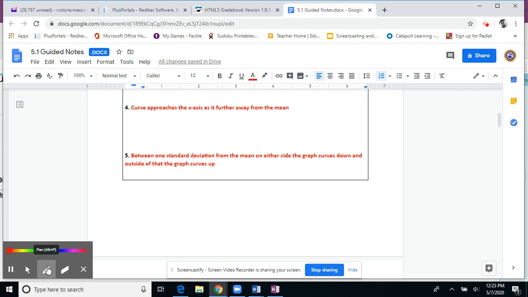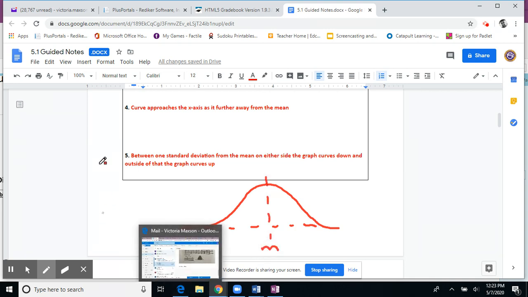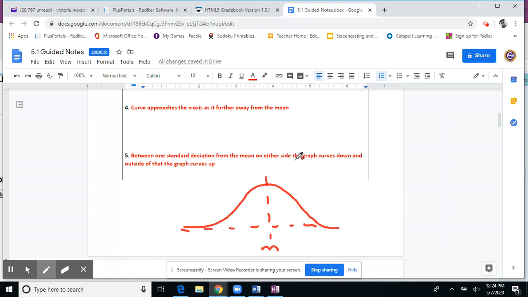And we draw, so here's our x-axis, a horizontal axis. Here is our normal curve right along that. So it gets closer the further away it gets from the mean, the further away it gets from the middle. And within one standard deviation from the mean on either side, the graph curves down, and outside it curves up. So if this is about one standard deviation, so this is +1, this is -1, what that means is we have these inflection points. So a point here and a point here.